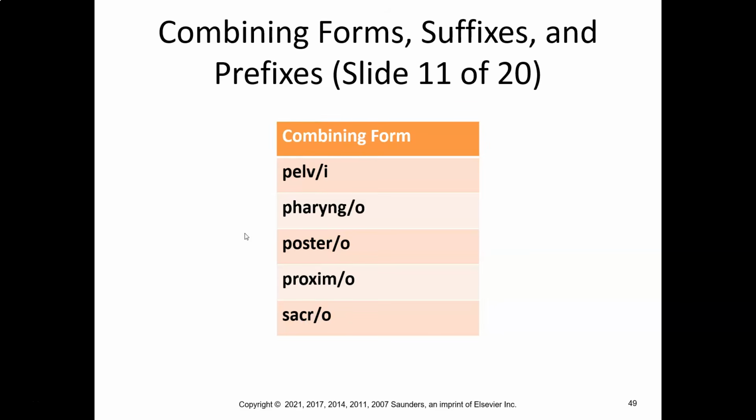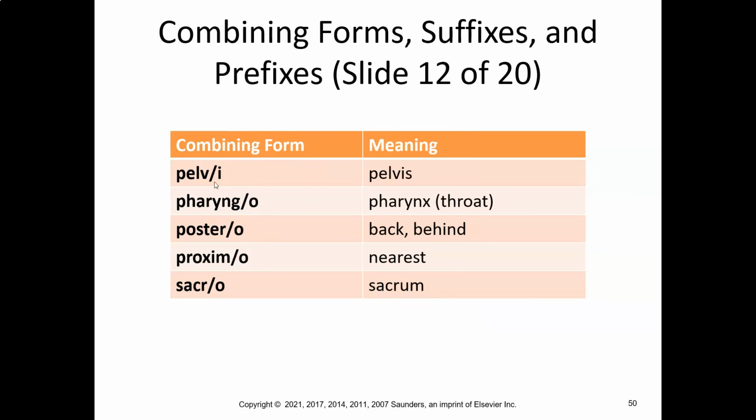More combining forms. Pelvic means pelvis, pharyngeal means pharynx, postural means back, proximal means nearest, and sacral means sacrum. So knowing these combining forms and then knowing suffixes and prefixes, depending on how we combine them, will pretty much break down the word for you.